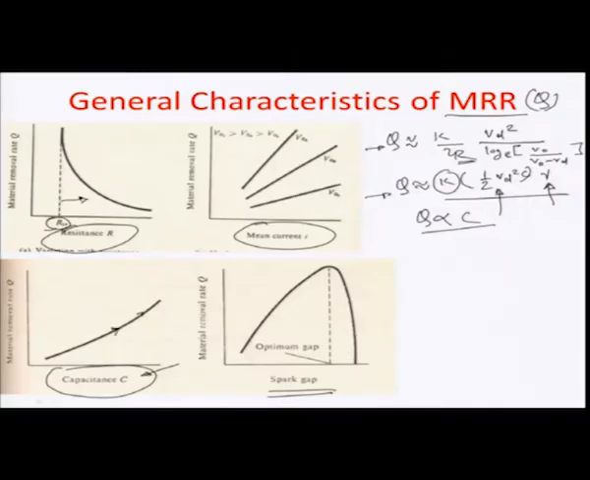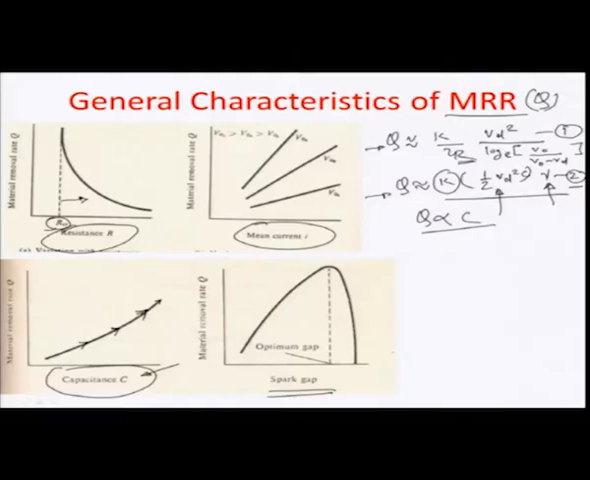A similar kind of trend can be discussed for the capacitance. Here, in this equation 2, let us call this equation 1 and this equation 2, Q is proportional to capacitance, so pretty much it should vary linearly. However, in an actual experimental setup, the material removal rate is found to vary close to linear, not exactly linear, with respect to the capacitance.